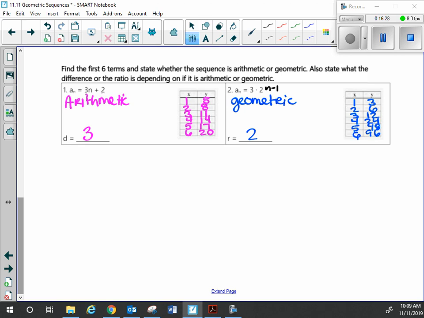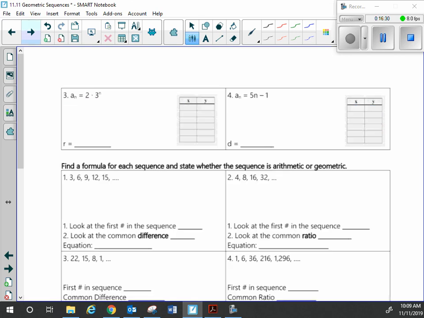Okay. Flip it on over. I'm not going to do 3 and 4 with you, but I need you to change this to say n minus 1 for number 3, so when you go back to do it later, it makes sense.